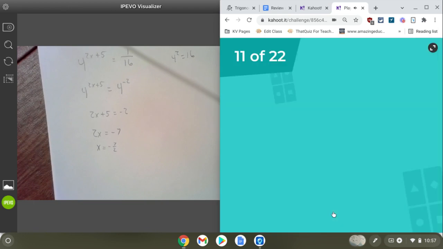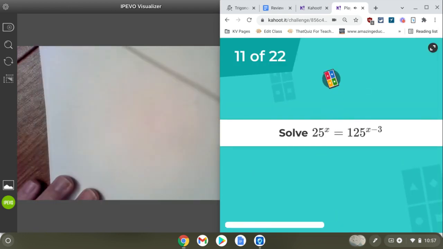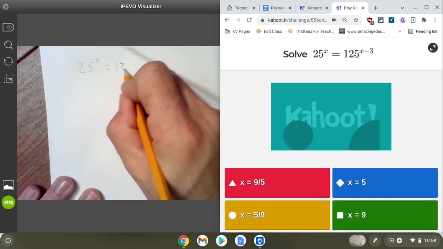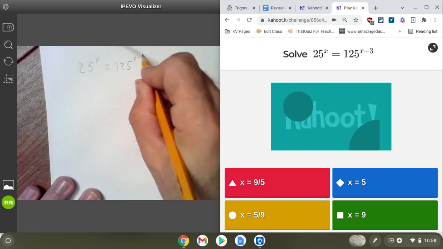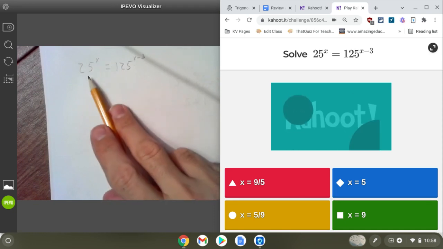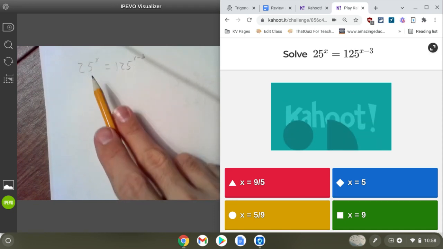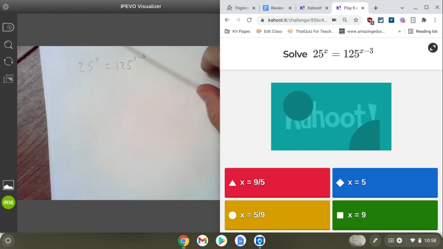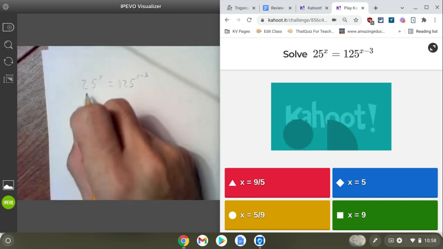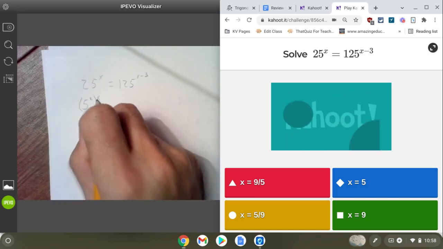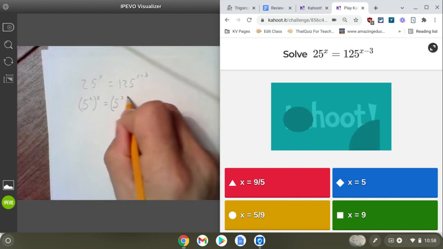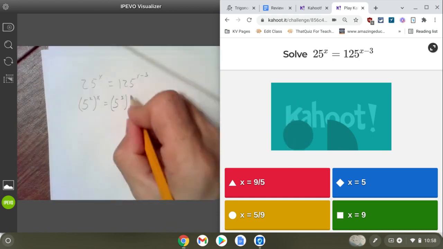Right, one more of those exponential equations. 25 to the x and 125 to the x minus 3. I'm not able to take the 125 and write it as a power of 25, but I can express both of these as a power of 5. So 5 to the 2nd is equal to 25, and I've got all of that raised to the x power. And 5 to the 3rd is equal to 125, and I've got all of that to the x minus 3.